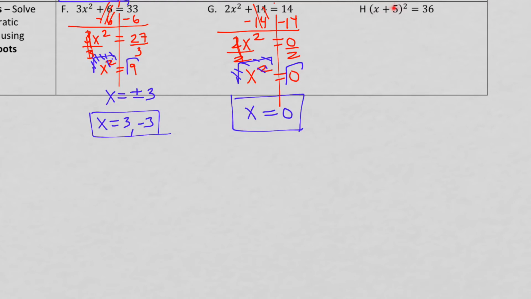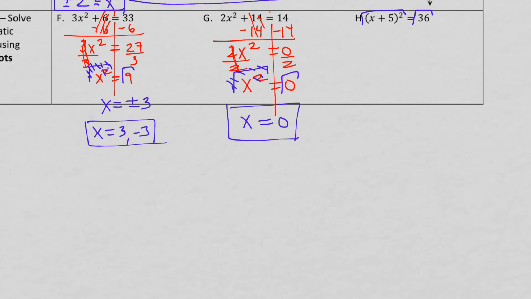Example H. Now in this case, notice how it's already in a grouping here. So here I already have x squared isolated on the left-hand side. So in this case, I can take the square root. So I can square root both sides at this point, and this square root cancels this square. So in this case, the x plus 5 comes out free and clear. On the right-hand side, I have to account for the plus and minus cases, and the square root of 36 is going to be 6.